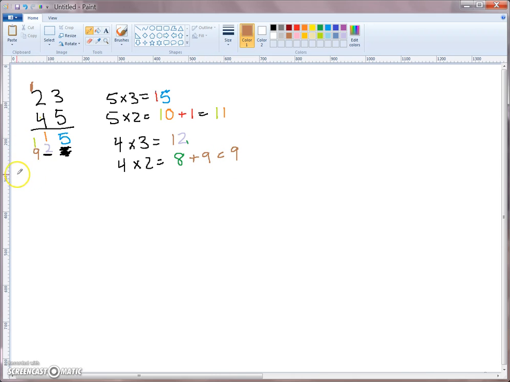So 9. Then we just add it up. 5 plus nothing is 5. 2 plus 1 is 3. 9 plus 1 is 10. Alright, so let's do that expanded form.